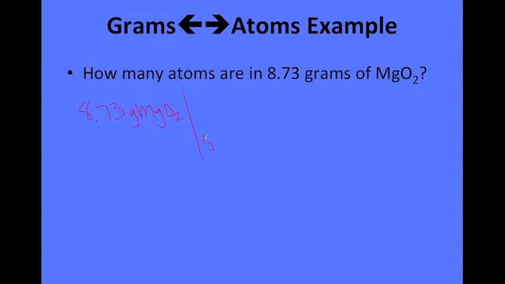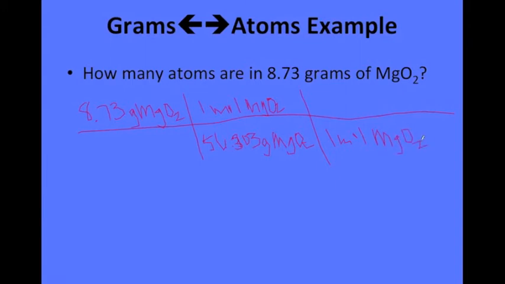Across from that, you would put the mass, which is 56.303 grams of MgO2, and that's for every 1 mole of MgO2. Match your units up, so for every 1 mole of MgO2.